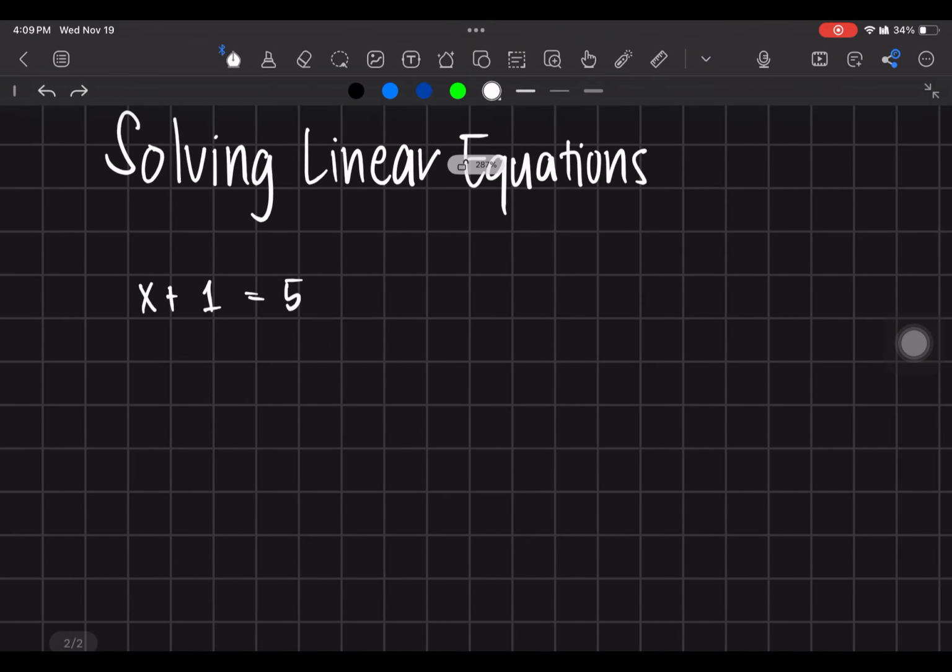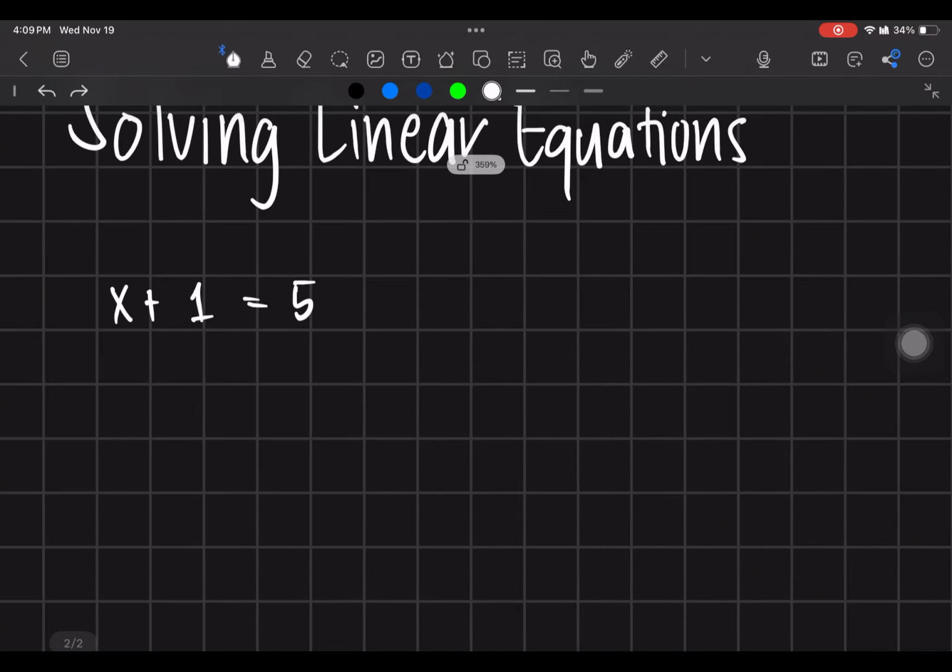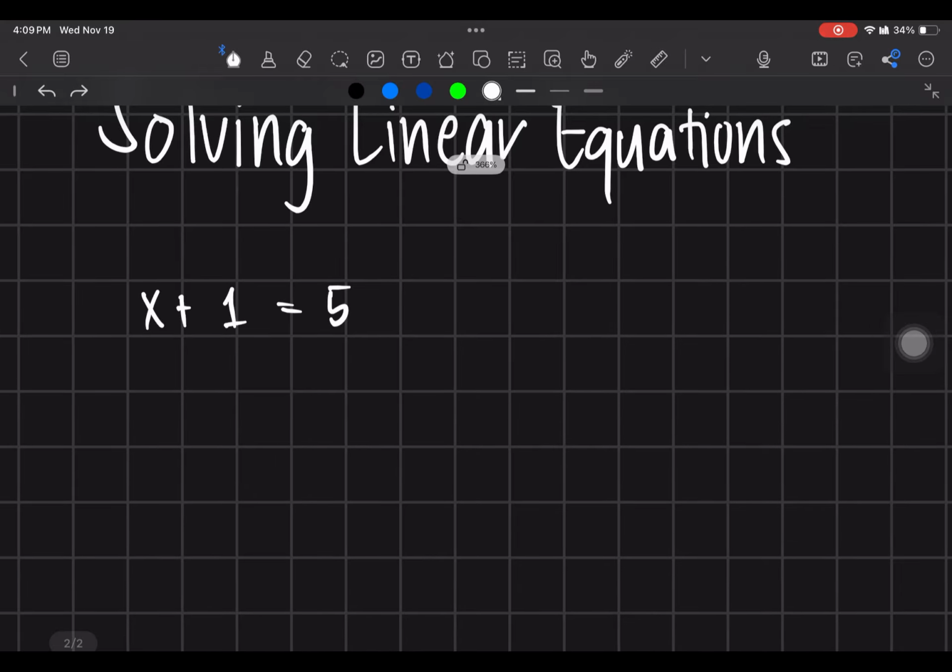So how do we do this? As we can see here, our operation here is addition. So what is the opposite operation to addition? If you said subtraction, you are correct. So what we want to do now is get rid of this plus 1 right here. So what we can do is subtract both sides by 1.